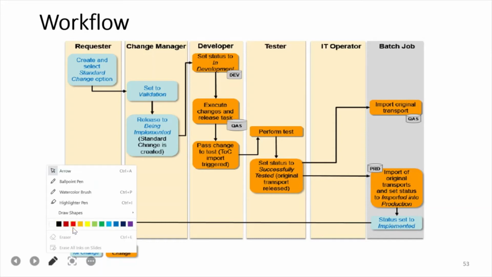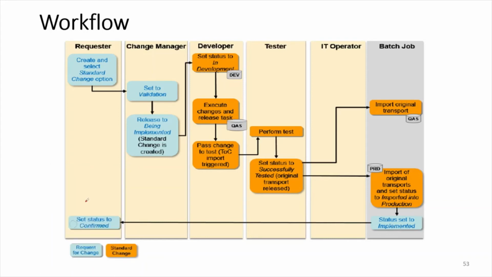So there are different roles you can see, that is requester, change manager, developer, tester, IT operator, and the background job. Some of the functions will be performed by the background job. So creation and selecting the standard change option is done by the requester. Selecting the standard change option means that while creating the request for change, we have a checkbox for standard change. So whenever we need to create a request for change for standard change, we need to click that checkbox. Once that is done, setting it to validation will be done by change manager, and release to being implemented will also be performed by change manager.